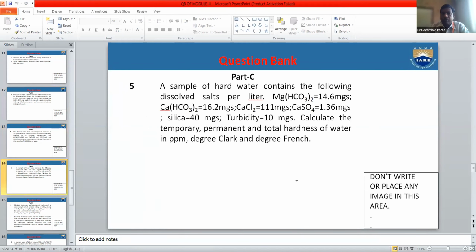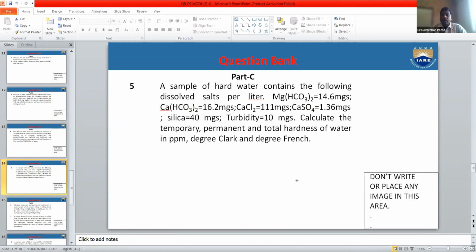And the next problem is also coming under the same model. In this problem, a sample of hard water contains the following dissolved salts: magnesium bicarbonate 14.6, calcium bicarbonate 16.2, calcium chloride 111 milligrams, calcium sulfate 1.36, silica 40 milligrams, turbidity 10 milligrams. Now they ask to calculate the temporary, permanent and total hardness of the water in ppm, degree Clark and degree French. So they ask the hardness of the water, temporary, permanent and total, in the 3 units: ppm, Clark degree and French degree.